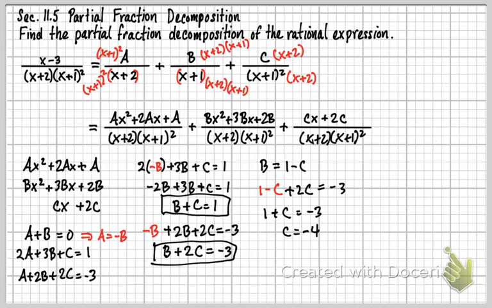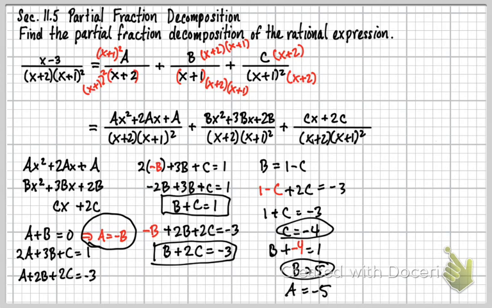All right, now that I have c, I can find b because I know b plus c equals 1. So then again, my c is negative 4. All right, so then when I add 4 to both sides, I'm going to get b equals 5. So there's my first one, there's my second one. Now I need a. And I'm going to go back to the very first one that I was working with, and that's way over here. Since a is negative b, then a would be negative 5. So there's the third one.